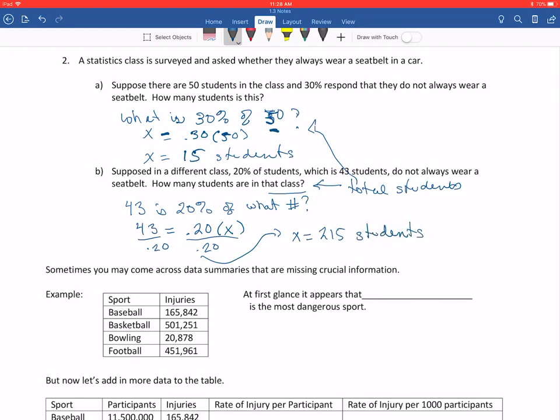And again, double check really quickly that this makes sense. If 43 was the part, there has to be more than that in the whole class, so this makes sense.